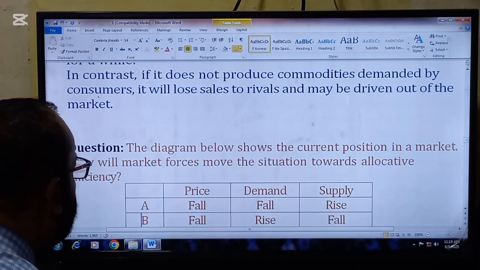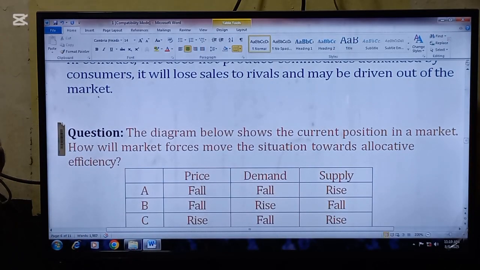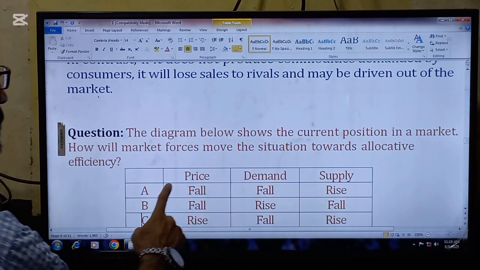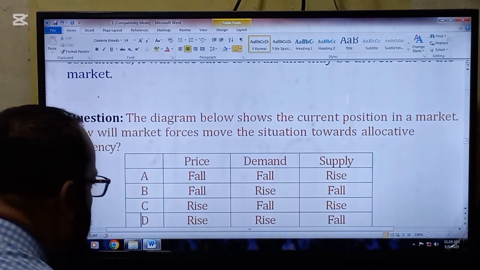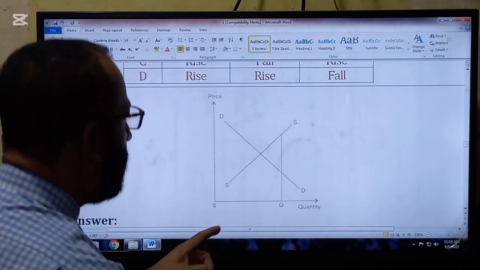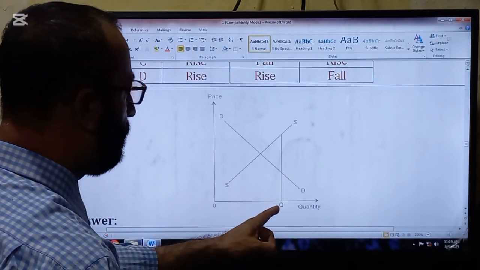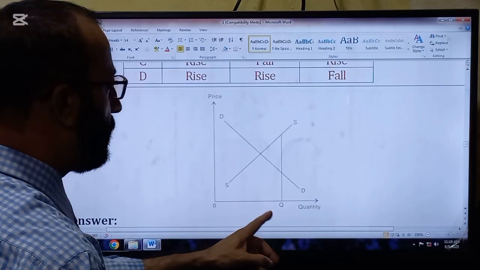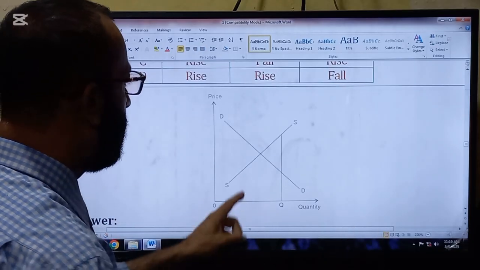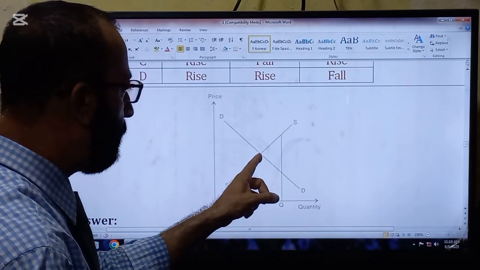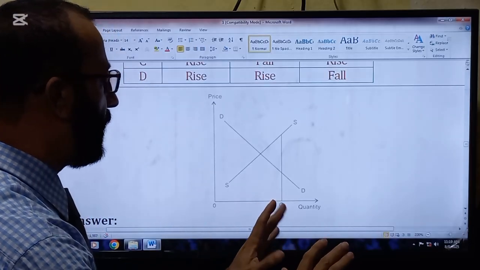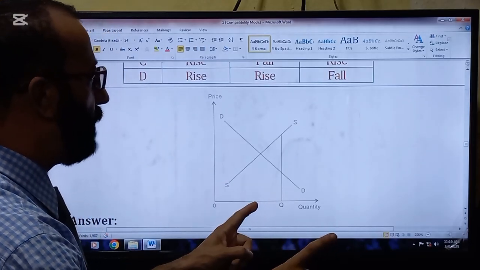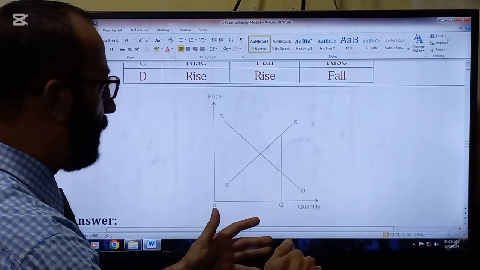Here is a question. The diagram below shows the current position in a market. How will market forces move the situation towards allocative efficiency? And this is the case. You can see surplus has been produced and put in the market. So here is the equilibrium quantity that is required, but there is surplus in the market. So because of the surplus in the market, prices will come down gradually.